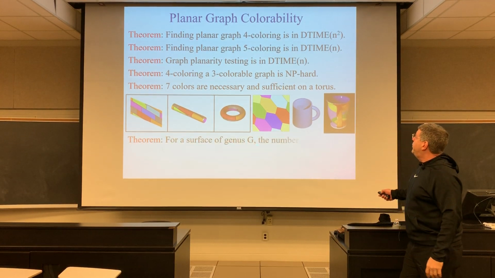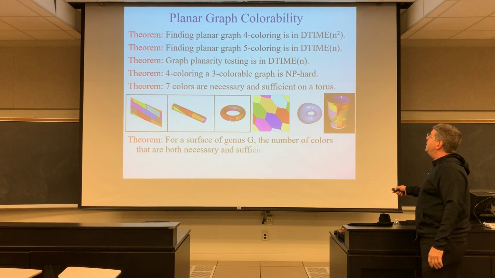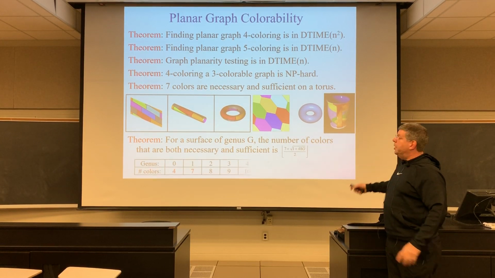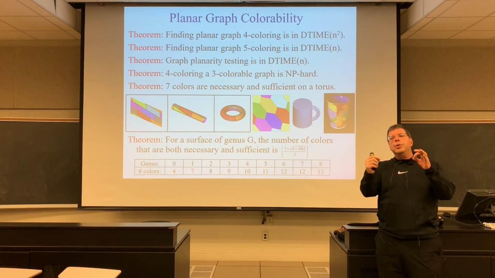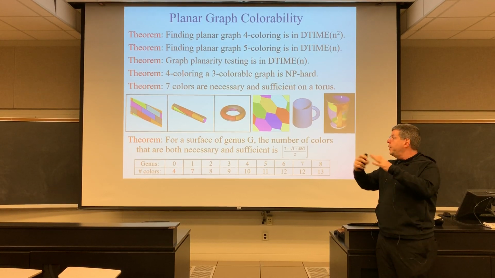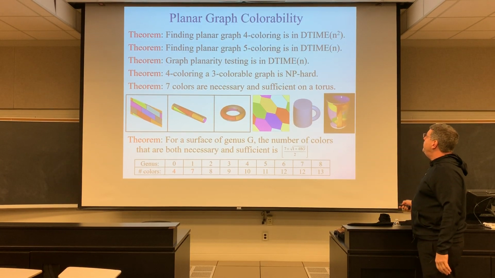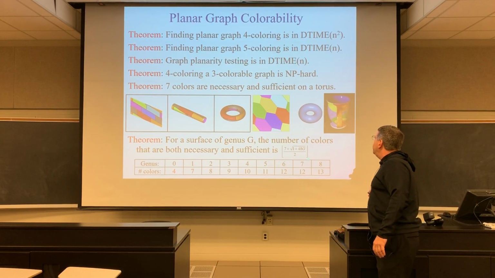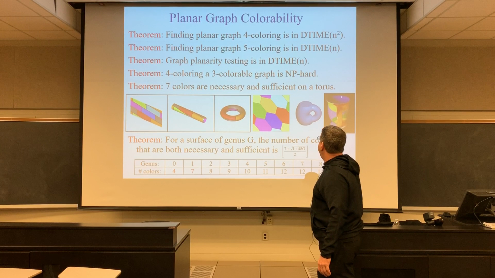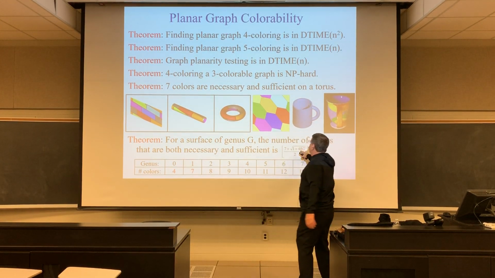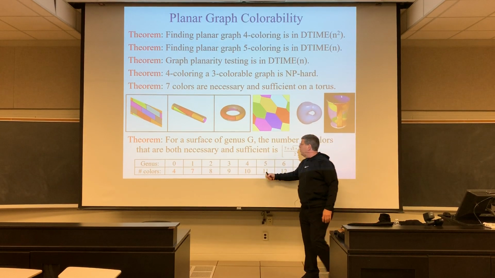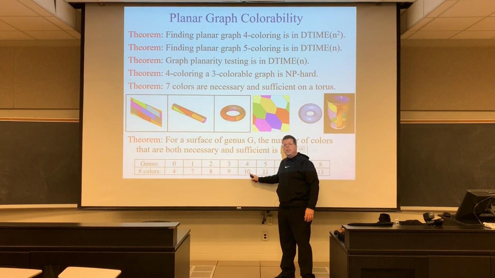And in general, if you have a surface of genus G, G is the number of holes, like a torus or a double torus, two tori welded together, or 3 or 4, like a big chain. The number of colors that are both necessary and sufficient grows as the square, roughly, of the genus. More specifically, it's exactly this quantity here. So if you have a quadruple torus, 10 colors are necessary and sufficient.